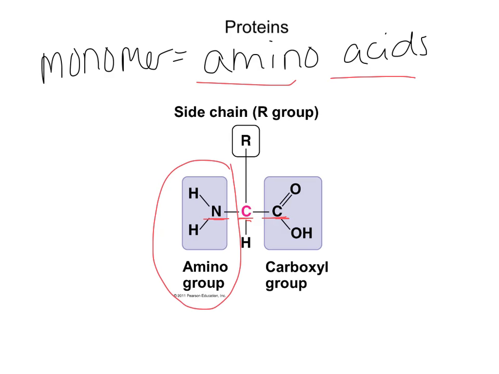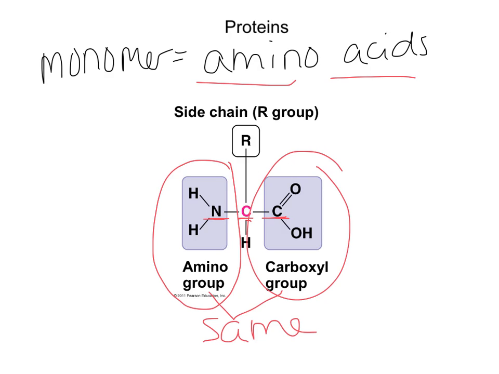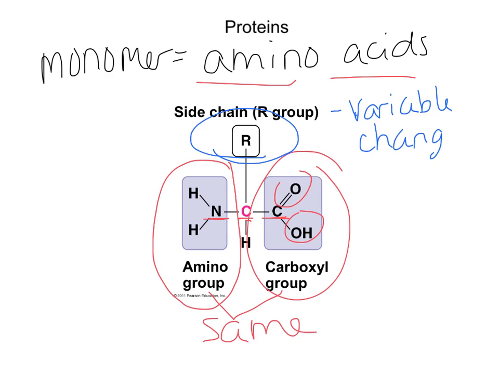Every amino acid has an amino group and a carboxyl group, and these are the same for every amino acid. They never change. They contain this amino nitrogen group and that carboxyl group with the double bond to the O and the alcohol group there. What's different is what's called the R group or the side chain. Sometimes it's called the variable group. That changes. That is what makes each amino acid different.